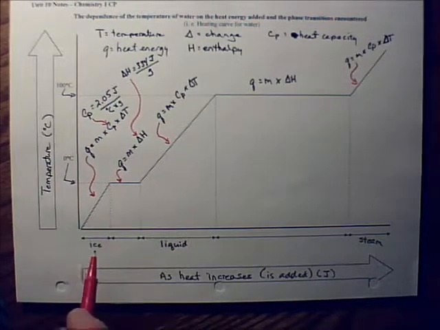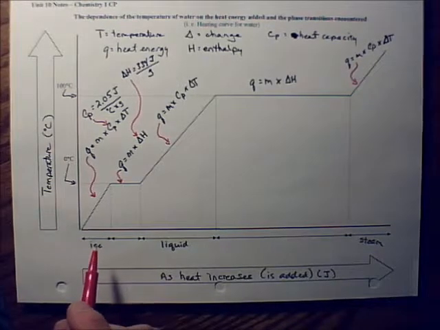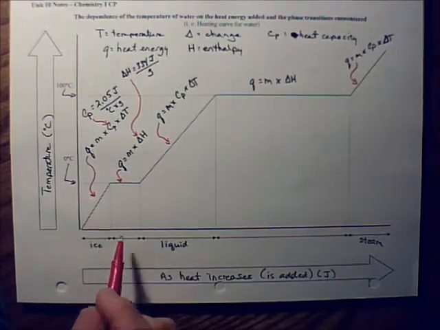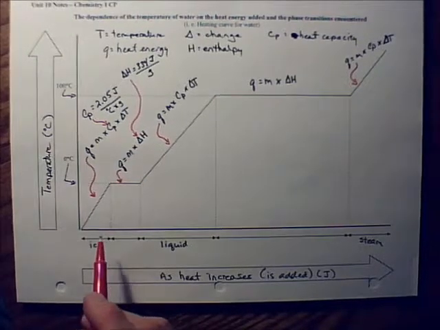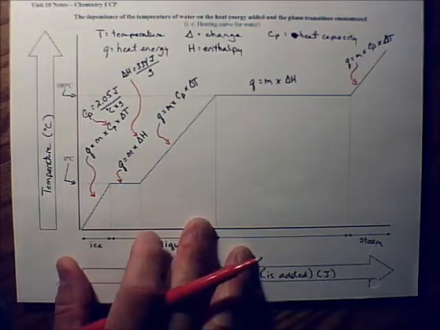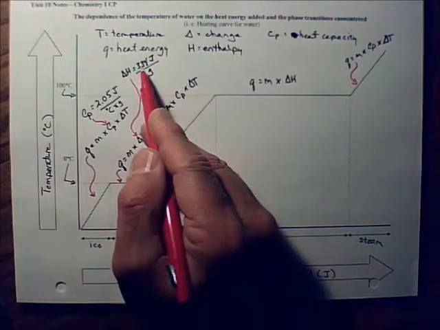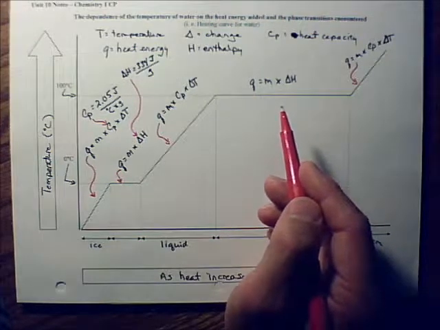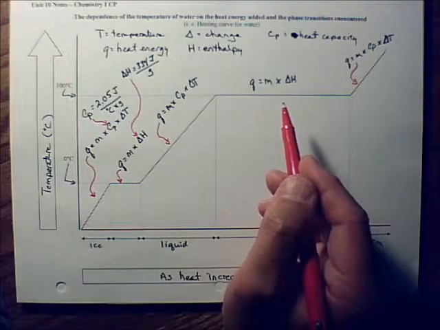Remember, every different substance has a different specific heat, and every physical state of any substance has a different specific heat. So ice has a different specific heat than liquid water. What now? This is 334 joules per gram.